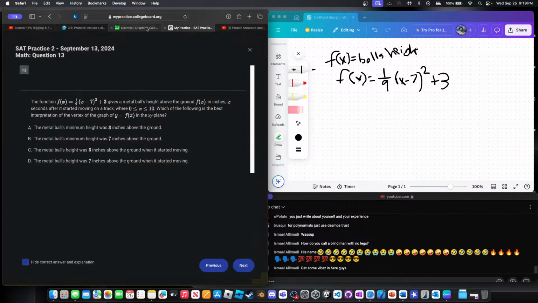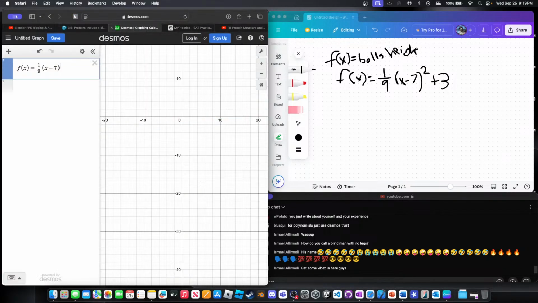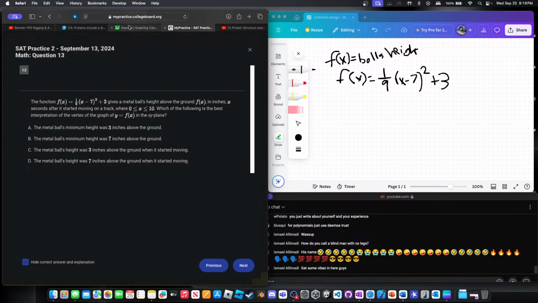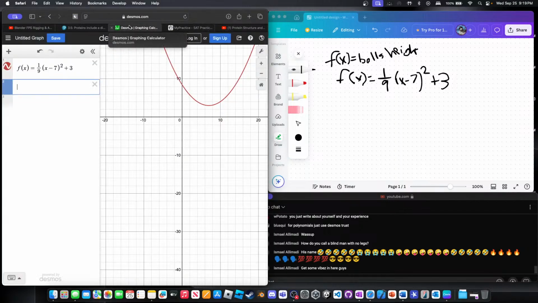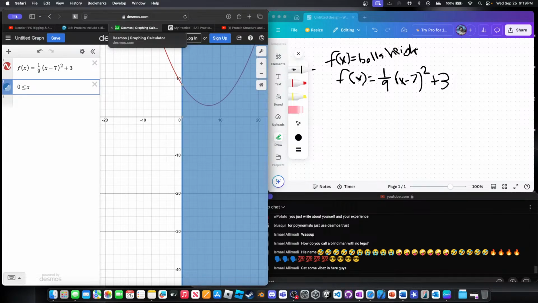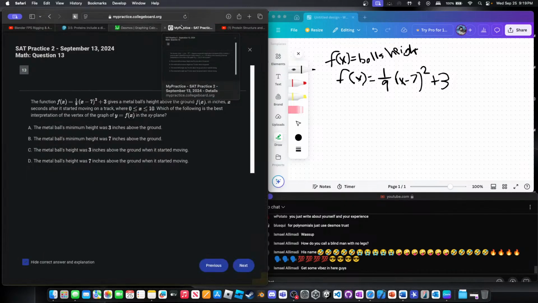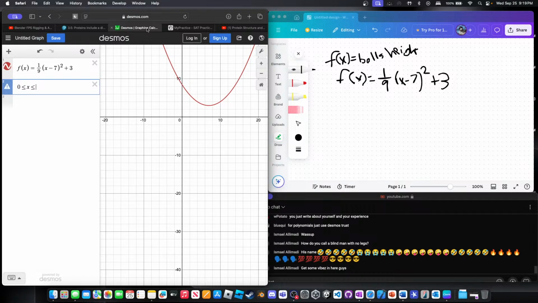Okay, so this is cubed. This is squared plus 3. Plus 3. Okay. 0 is less than or equal to x is less than or equal to 10.